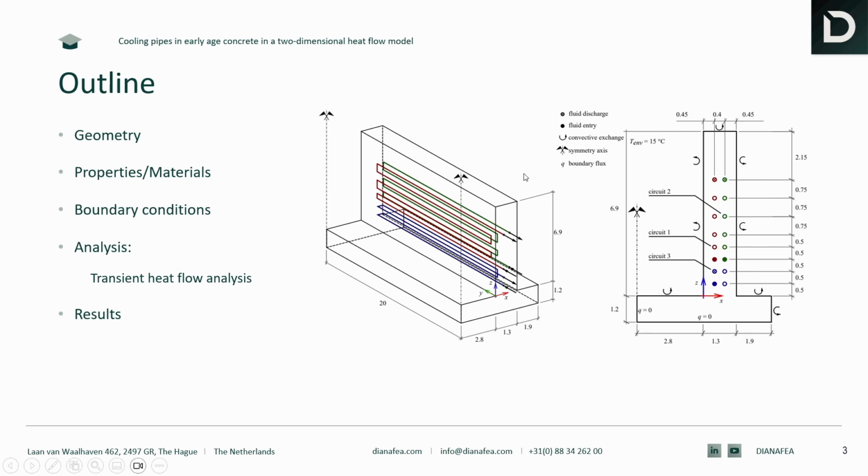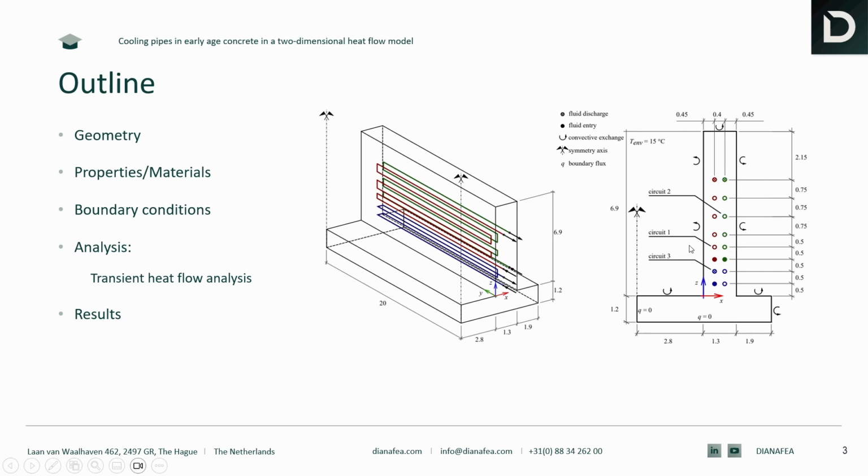So in this case, there are a couple of things to think about. The first thing is to create a geometry of this model, and the second thing is to assign the material properties for the concrete and also for the cooling pipes. And the third thing to consider is the boundary conditions of your model. There are a couple of boundary conditions that need to be taken into account.